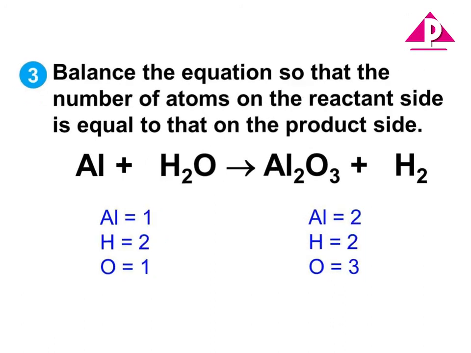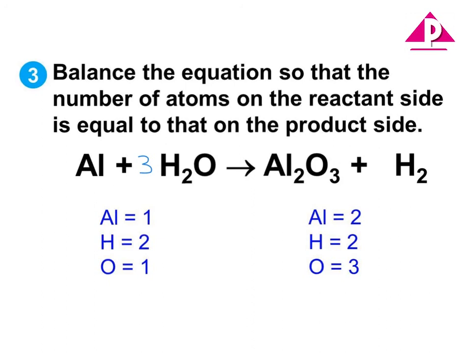To correct this equation, we have to balance the numbers of atoms on both sides of the equation. That means the number of atoms on the reactant side is equal to that on the product side. How can we do it? Just put the numbers called stoichiometric coefficients in front of the formulae of reactants and products. In this equation, if you put stoichiometric coefficient 3 in front of H2O, the number of hydrogen atoms and oxygen atoms on the reactant side will be changed.